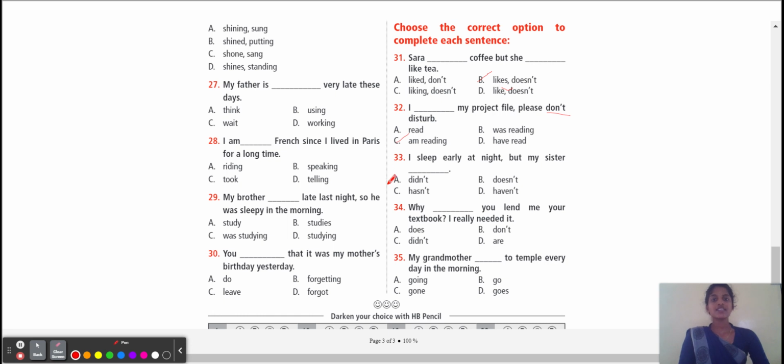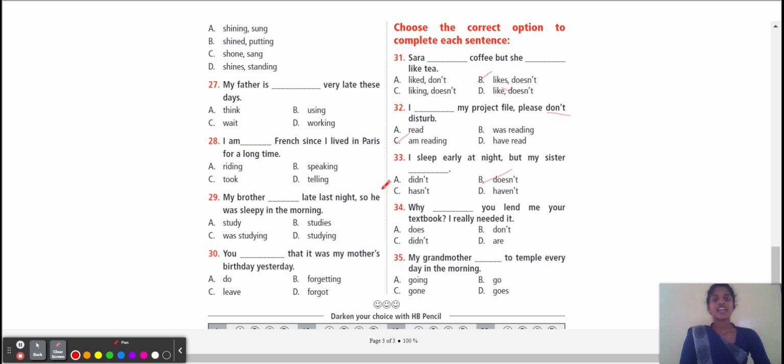33 question. I sleep early at night, but my sister dash. Here the options are A, didn't; B, doesn't; C, hasn't; D, haven't. Here doesn't is the correct answer. Why? Because sleep is the present tense, so here the answer is doesn't.